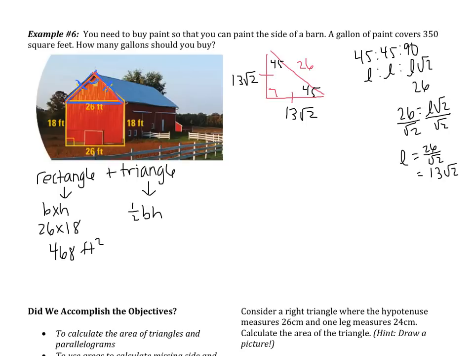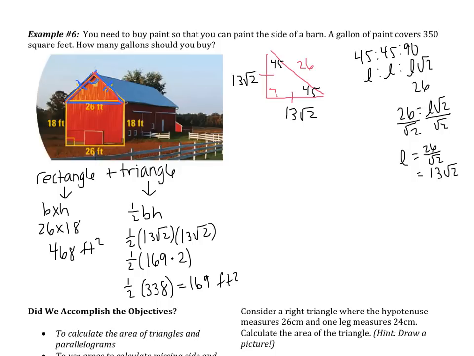And now I can find the area. So the area of the triangle is going to be 1/2 base, which is 13 root 2, multiplied by height, which is 13 root 2. Now, 13 times 13 is 169. Root 2 times root 2 is just 2. 169 multiplied by 2 is 338. So the area of my triangle is 1/2 of 338, which is 169 feet squared.